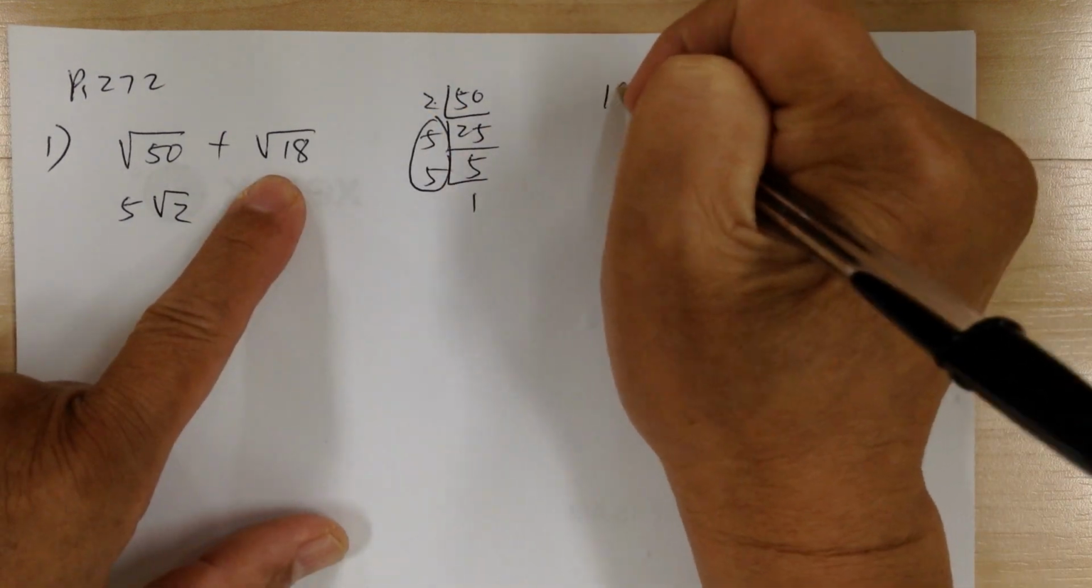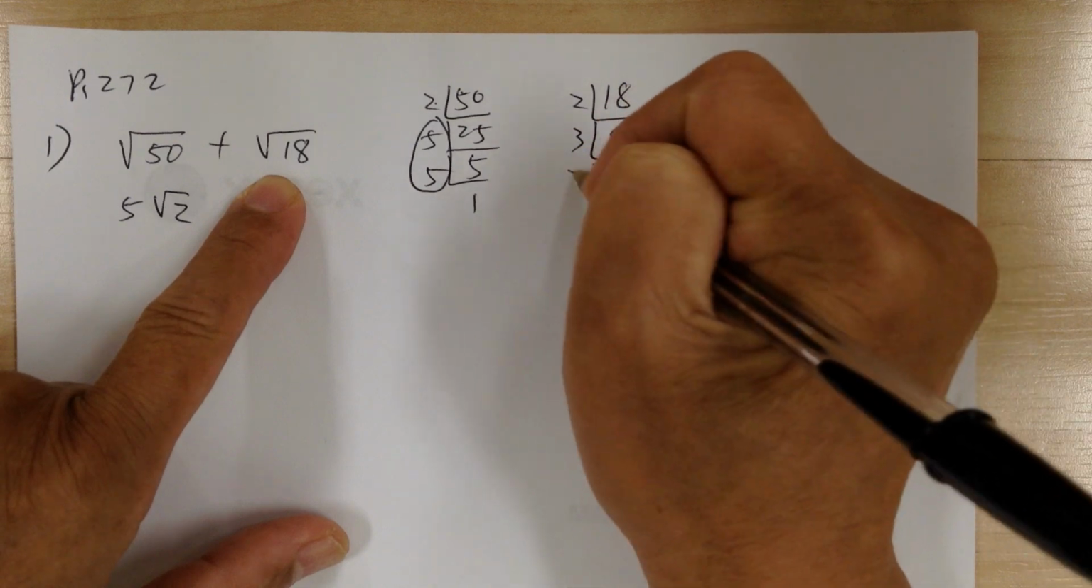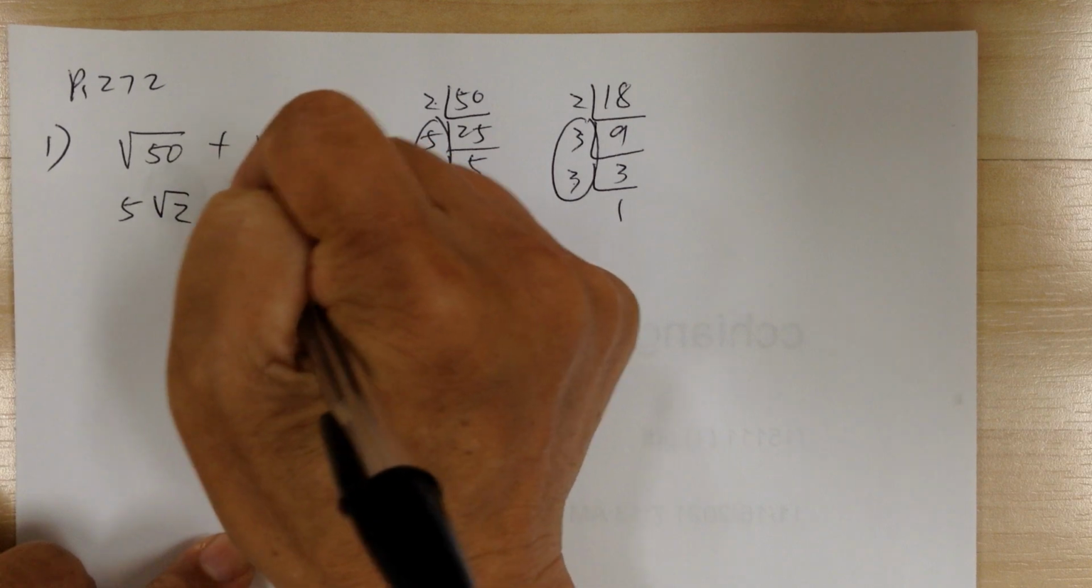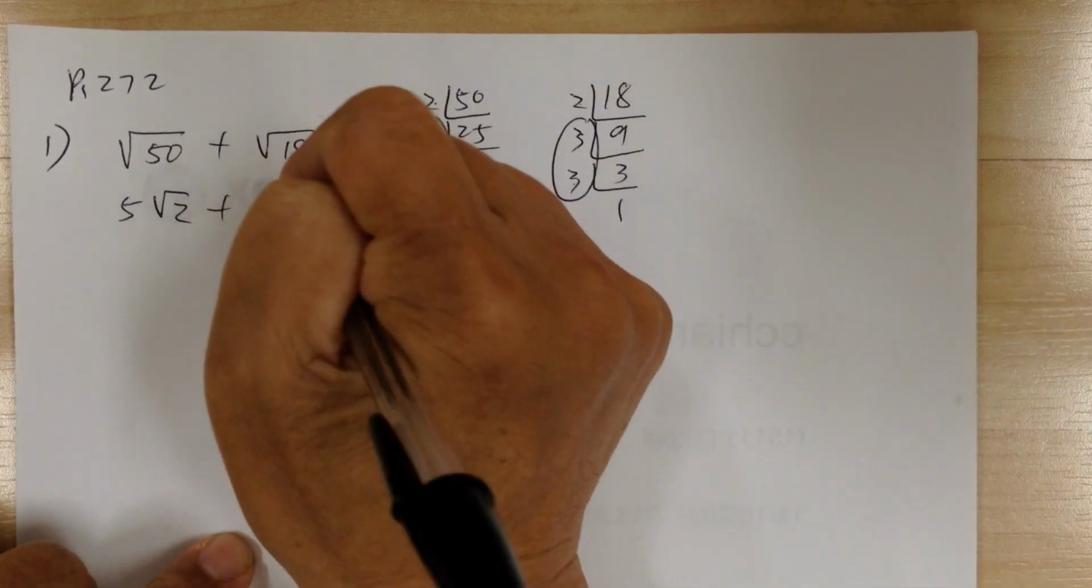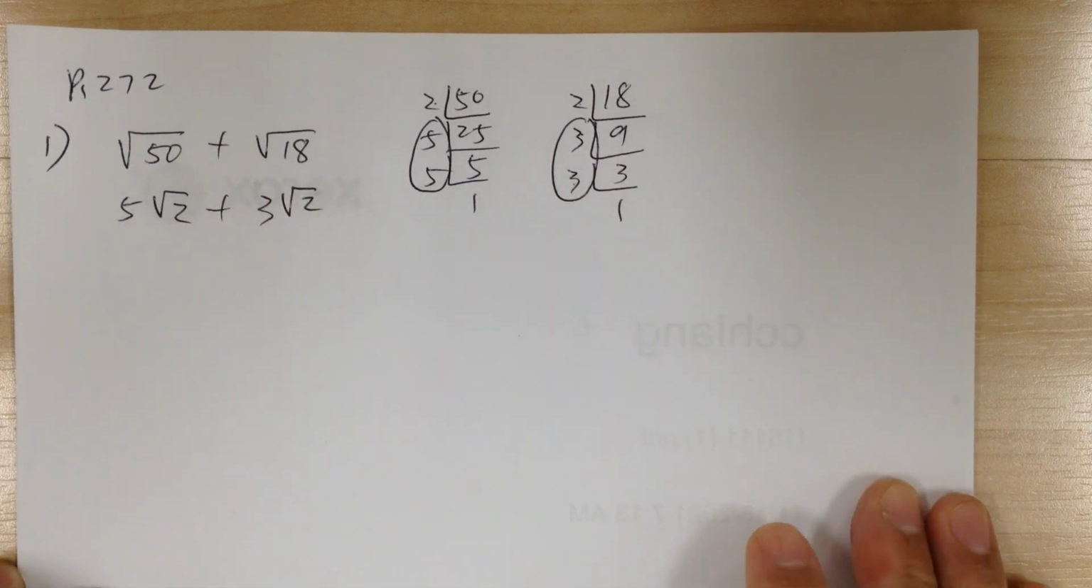Now for the 18, divide by 2, you get 9. Divide by 3, you get 3. Divide by 3, you get 1. So from here, these two radicands will make an integer 3, and this is the leftover. Okay. So simplify each, go off to the side, simplify each part first.